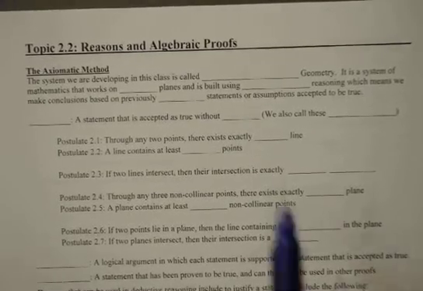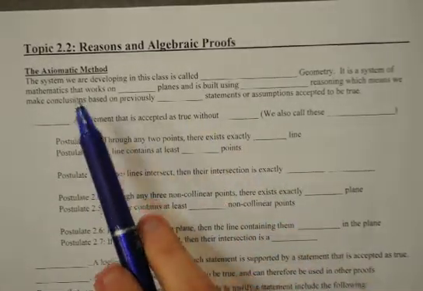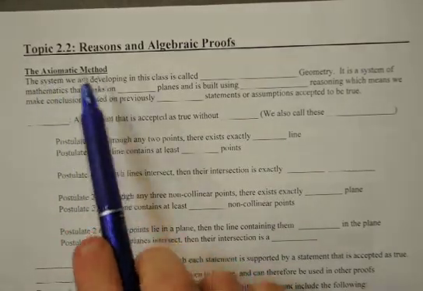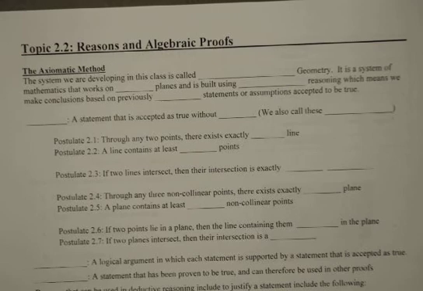Okay, welcome to topic 2.2. We're going to start by talking about what's called the axiomatic method, and that is starting with a set of assumptions or presuppositions, another way of saying that, or accepted truths or postulates is what we call them. So it's starting with these things that can't necessarily be proved, but we just accept them.